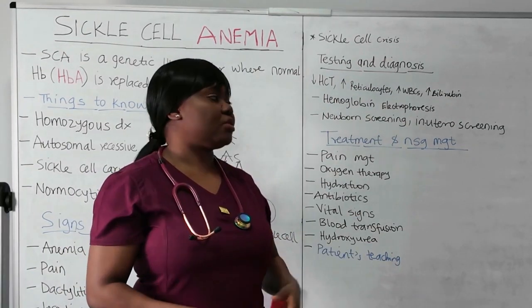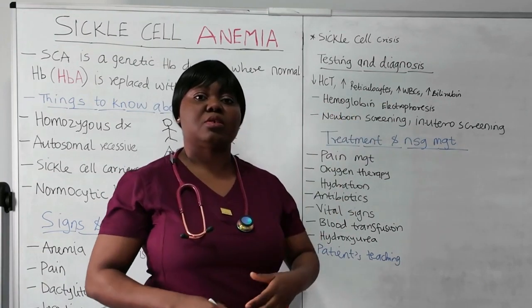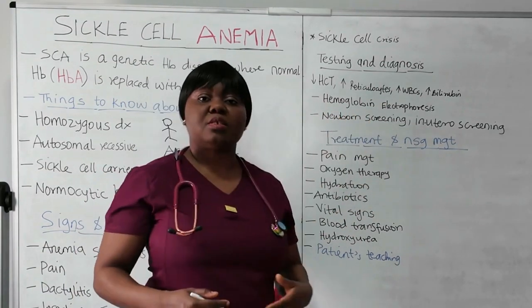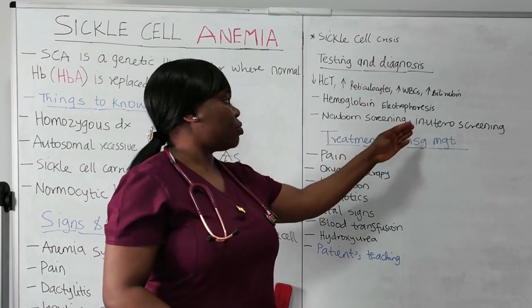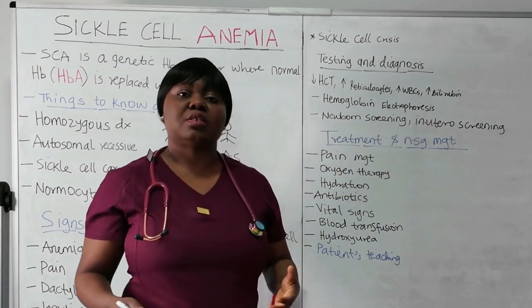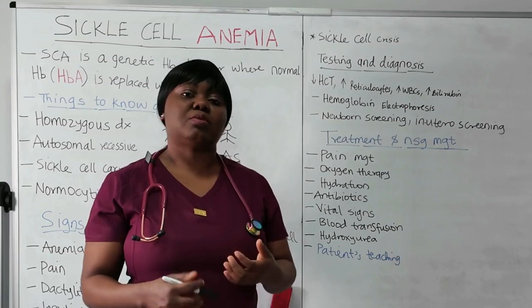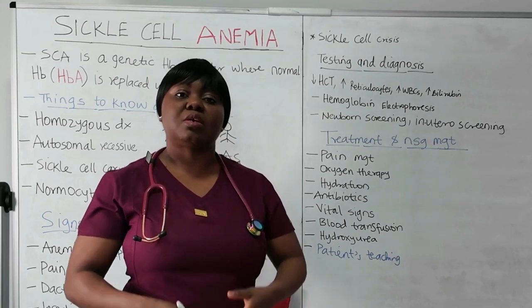Then one of the diagnostic methods is hemoglobin electrophoresis. And then we have newborn screening. So a baby that is just born can be screened for sickle cell gene. And also, even while in the womb, in utero screening, they can test the amniotic fluid or test some placental tissue for sickle cell gene.